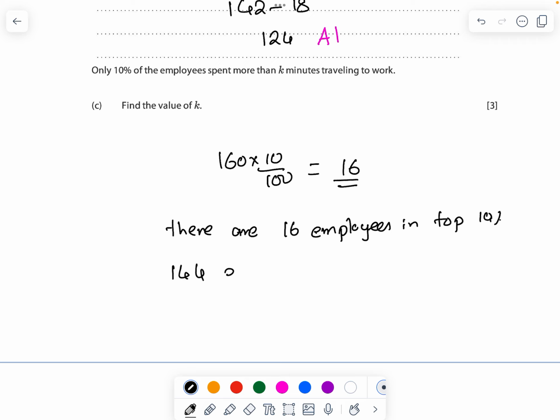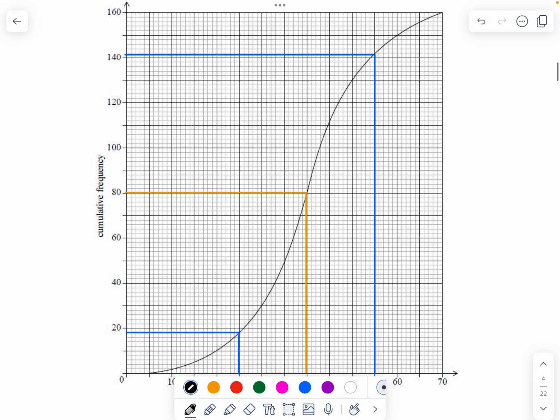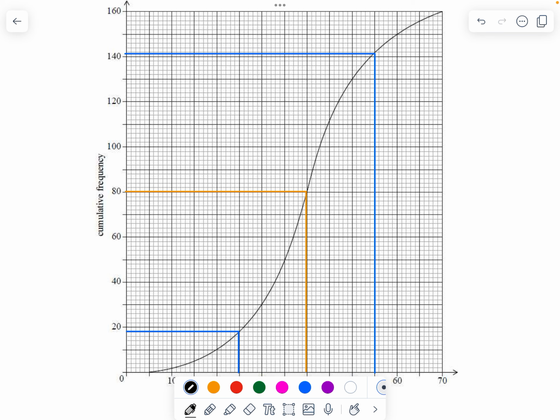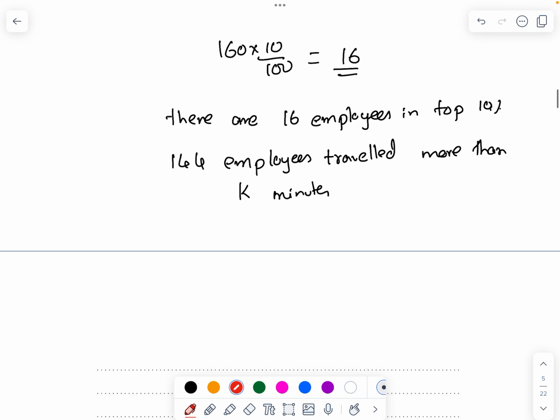So 144 employees traveled more than k minutes. So from 144, draw the line from 144. When I draw the line from 144, hit the graph, carefully hit the graph there and drop it down. So it's going to be how much? 56. It's going to be 56.